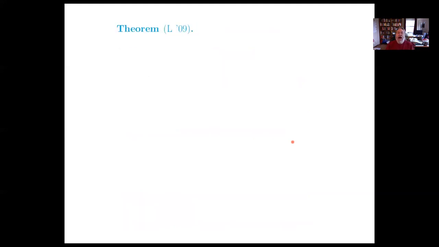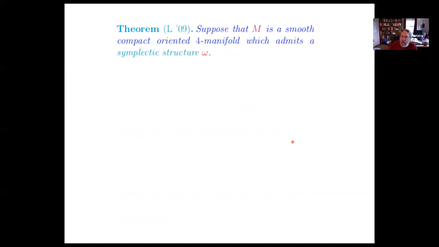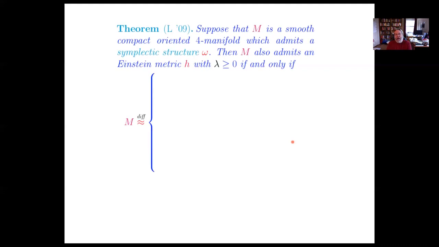And I want to make an extra assumption about the four manifold. So if we assume that we're looking at a smooth, compact oriented four manifold that also admits a symplectic structure, that's to say it admits a closed non-degenerate 2-form, then it also admits an Einstein metric with lambda greater than or equal to 0 if and only if M is on the following list.